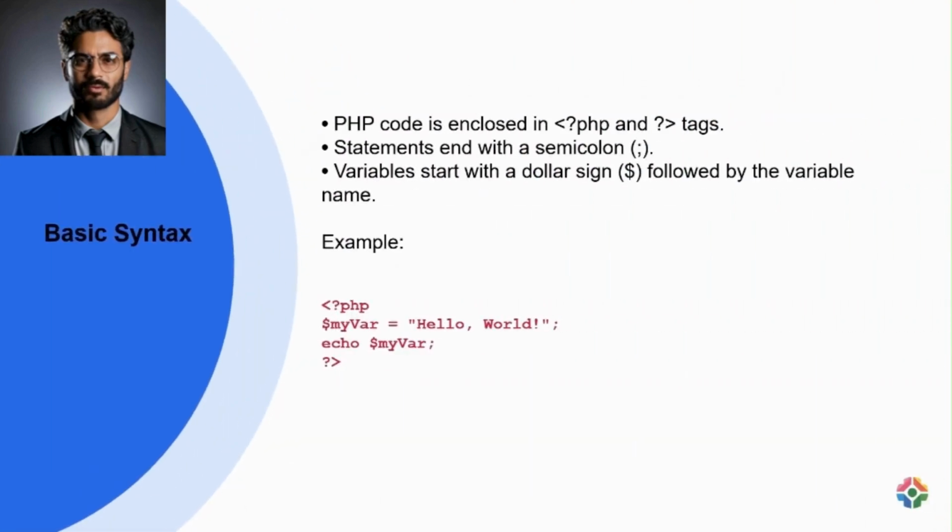In PHP, code is encapsulated within PHP opening and closing tags. Each statement concludes with a semicolon. Variables in PHP commence with a $ sign followed by the variable name. For instance, $myvar = "hello world"; echo $myvar;. In this code snippet, the variable myvar stores the string hello world and is subsequently echoed to the output.